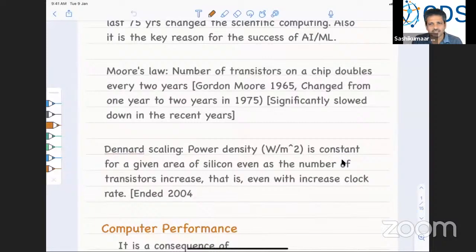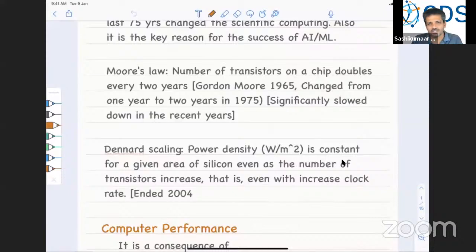What are the two important things? One is the capacity, the processor chip speed. What Moore's law says is that the number of transistors on a chip, because the transistor is responsible for the speed of the processor, doubles every 2 years.